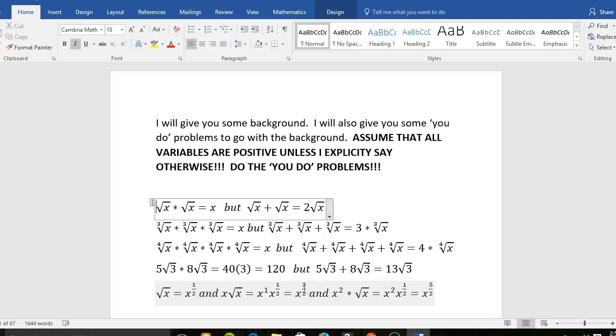Algebra as well. Now x squared in a similar fashion, x squared times radical x, that's going to be x squared times x to the half. You add 2 and 1/2, you get 2 1/2, but that's 5 halves right there, okay? So there's that.